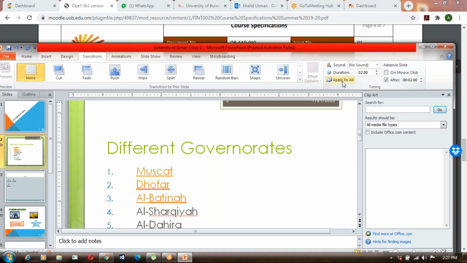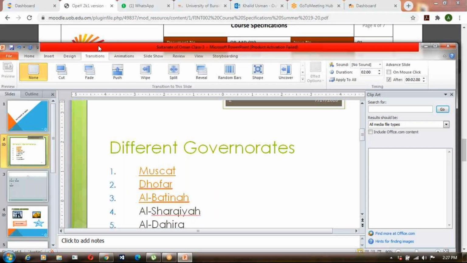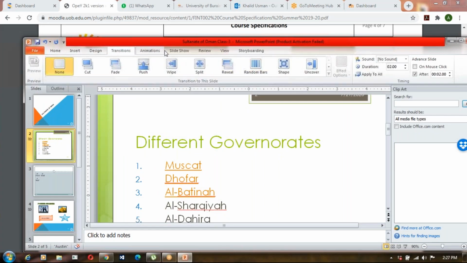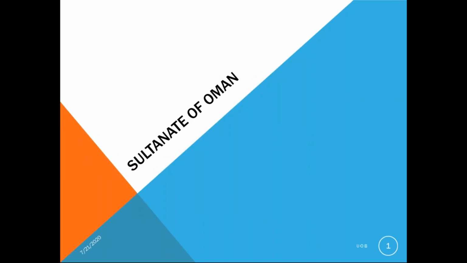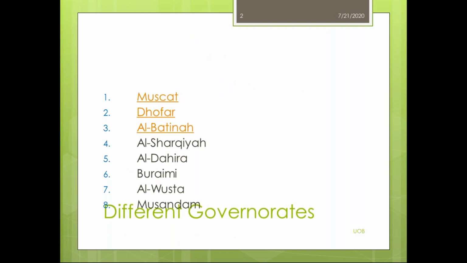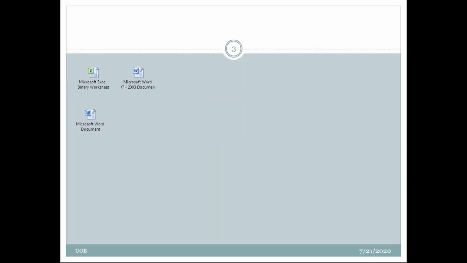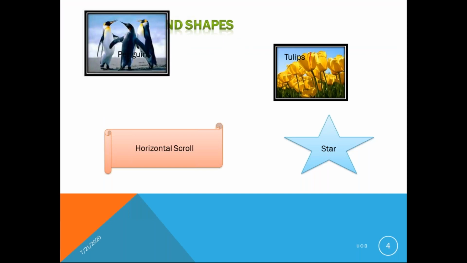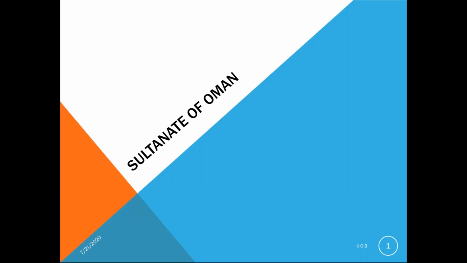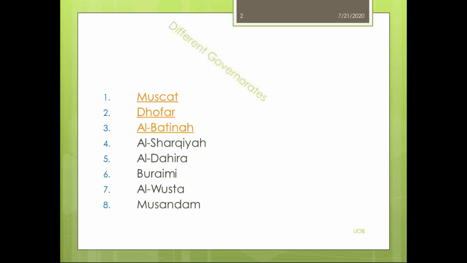When you click on apply to all, come here and make a full screen view of this. If you come here, click on this from beginning. When you click on from beginning, so you can see automatically system will change this for you. After every 2 seconds, computer will change the slide, and when it reach the last slide, slide number 5, it will jump to slide number 1 automatically. Now you can see this is one slide.